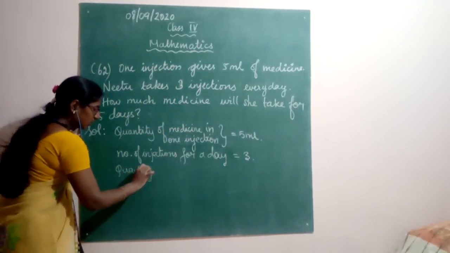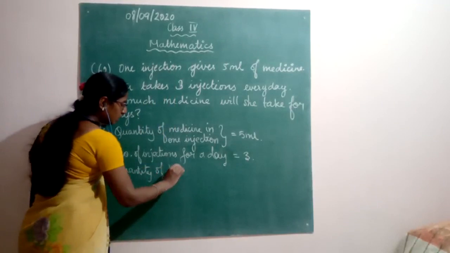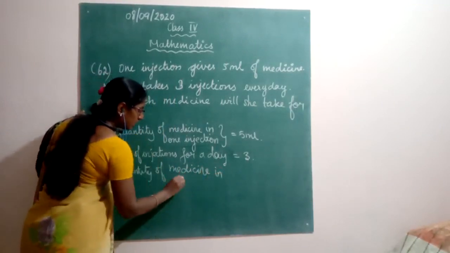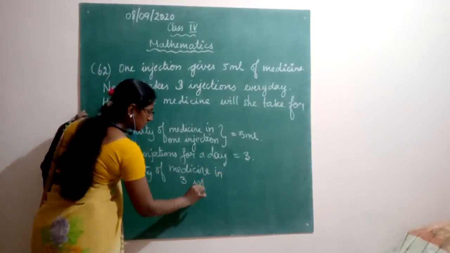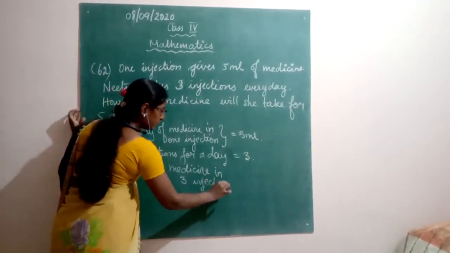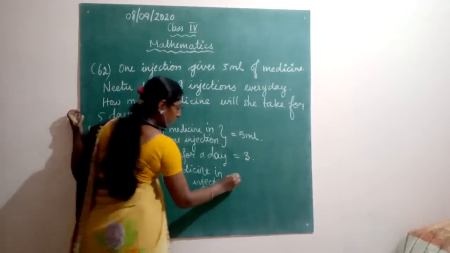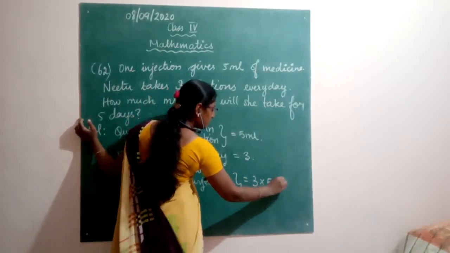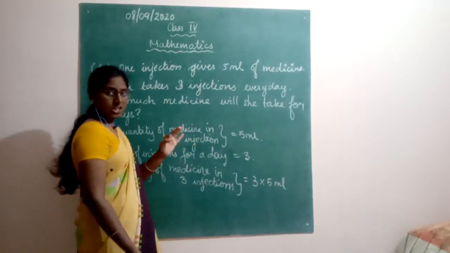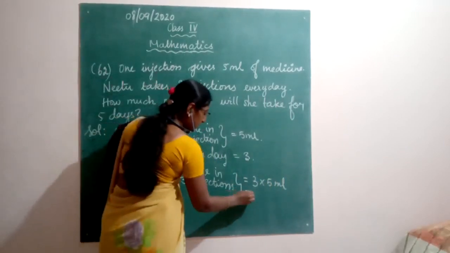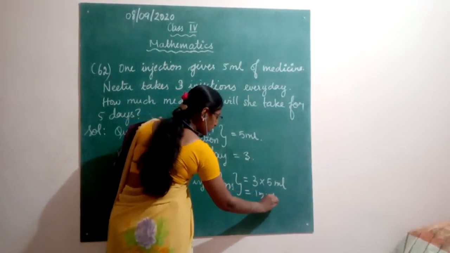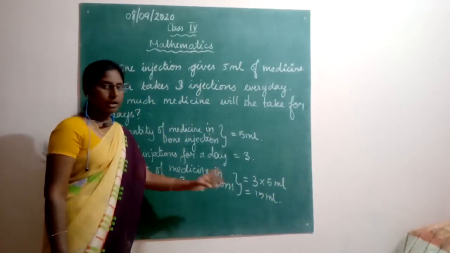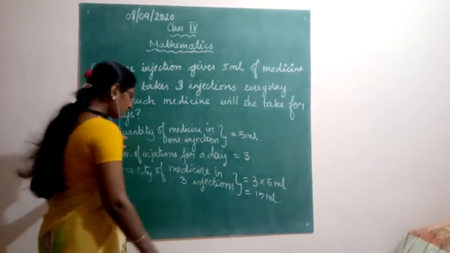Okay. So you will write quantity of medicine in 3 injections. Okay. So how much do you have to find? That is, you have to multiply 3 into 5 ml. Okay. Each injection is having 5 ml. So 3 injections will have 3 into 5 ml. That is 15 ml. Is it clear? So for 1 day, she is taking 15 ml of medicine. Is it clear?